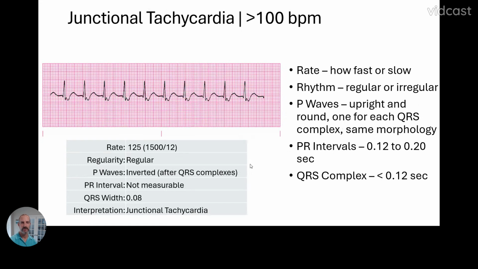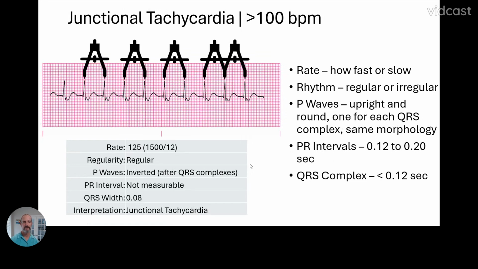All right, so junctional tachycardia. Again, our 5 rules. Measure our regularity. This is a regular rhythm. They are all spaced 12 boxes apart, and that gives us a rate of about 125. You can see with this 6-second strip, it's actually cut off here and here, and that's why it's important for you to understand how to use that 1500 method for counting rate in situations like this.